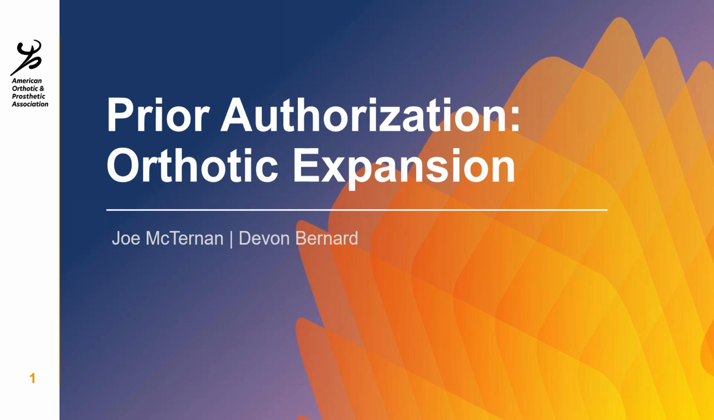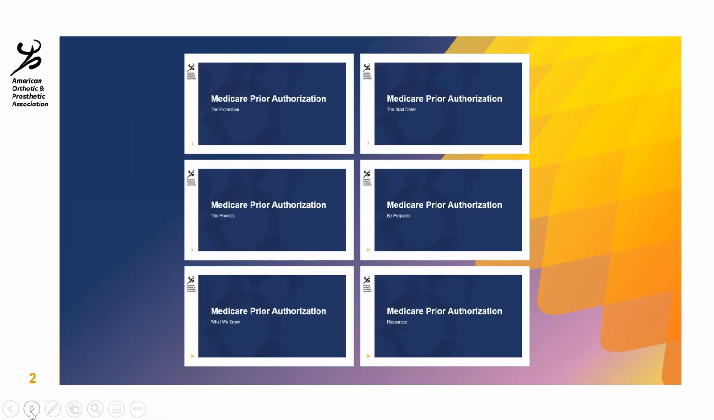So with that, why don't we go ahead and get started with today's session, and we will talk about the 6 steps or the 6 sections that we're going to discuss today. So we're going to talk about the mechanisms of the expansion first. We'll discuss when the program is going to be implemented, with initial implementation actually occurring as of tomorrow, dates of service on or after April 13th.